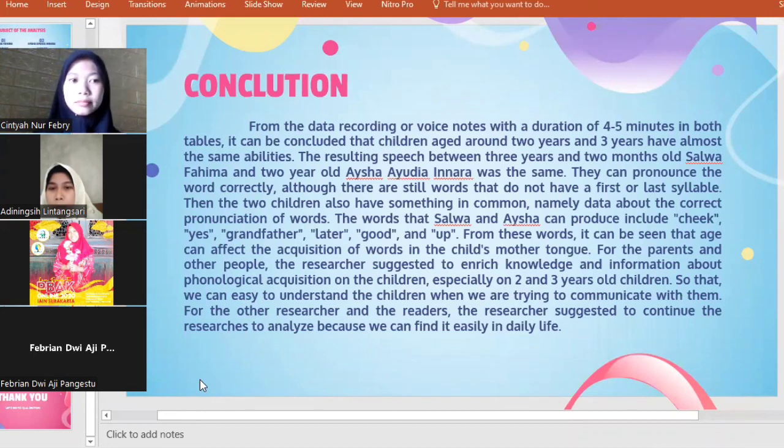For the parents and other people, the researcher suggests enriching knowledge and information about phonological acquisition in children, especially 2 and 3 year old children, so that we can easily understand the children when we are trying to communicate with them. For other researchers and the readers, the researcher suggests continuing the research to analyze it, because we can find it easily in daily life. Next.